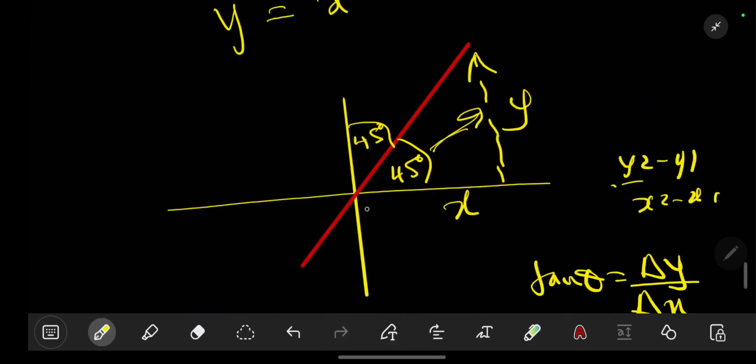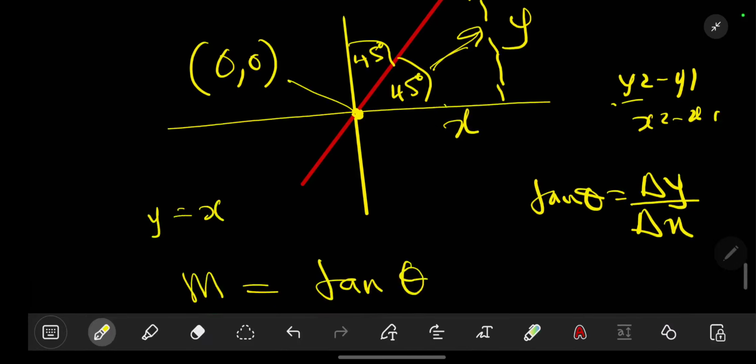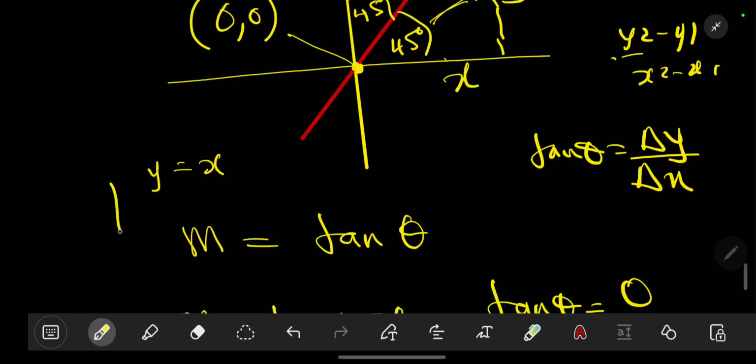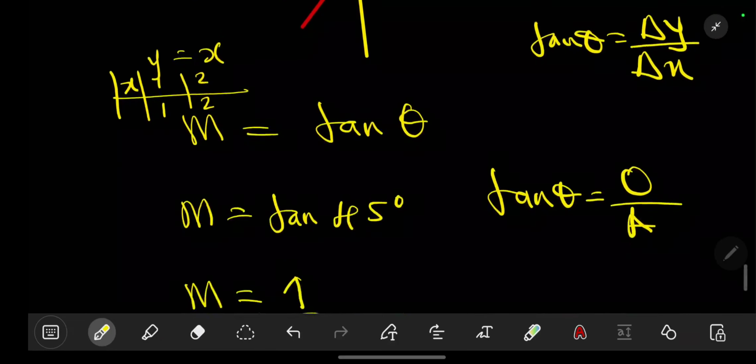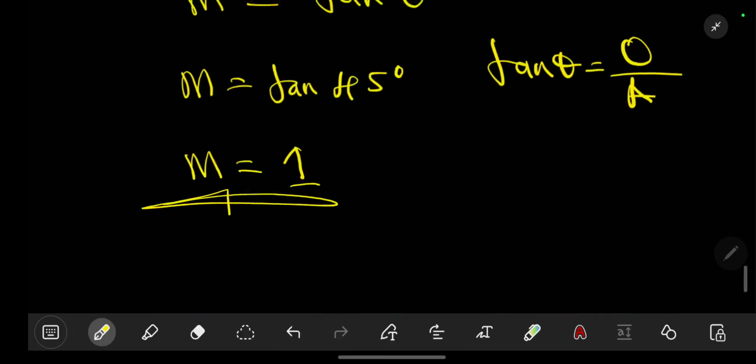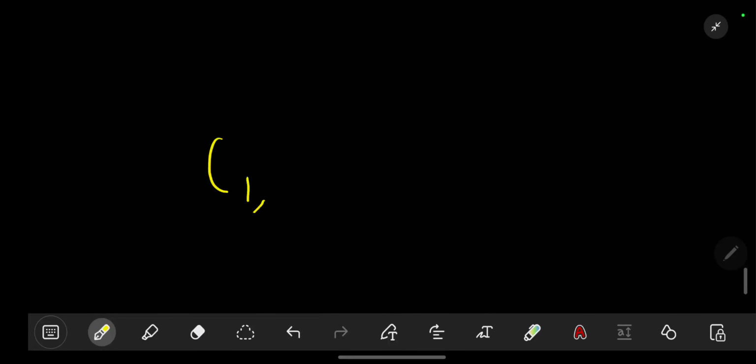You can verify it by taking some coordinates, like for example here this one is (0, 0). We can have another coordinate, y is equal to x. If you draw a table of values, if x is equal to 1, y will be equal to 1. If x is equal to 2, y will be equal to 2. Let's say we take any two of these, we have (1, 1) and (2, 2).